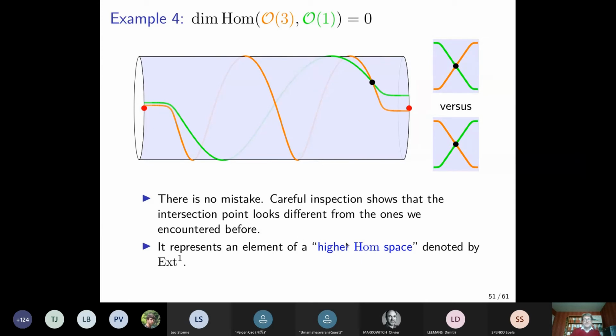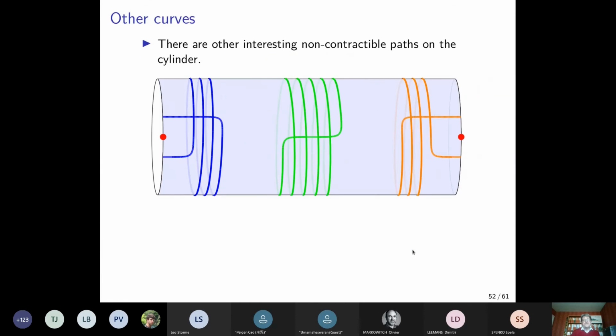I have defined homomorphisms between vector bundles. Now it turns out that potentially there is an infinite number of higher Hom spaces. In this case, it turns out there's only one, which is denoted by x1. So I will not define it, but there is a formula for its dimension, and it turns out that this formula gives us 1. So mirror symmetry has found the higher Hom space.